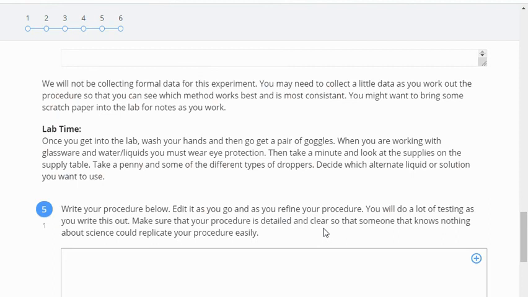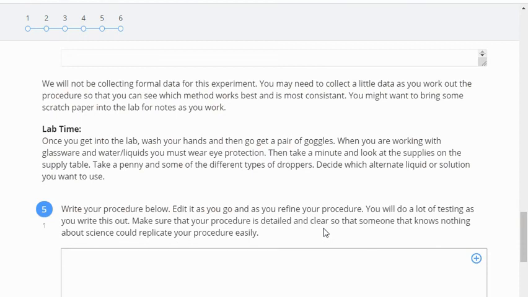Okay, so once you get into the lab, you're going to wash your hands and then go get a pair of goggles. We got our visor goggles in. They are much better. They will probably give you a line right here on your face, but I don't think they'll fog up as much. So I'm excited about that.